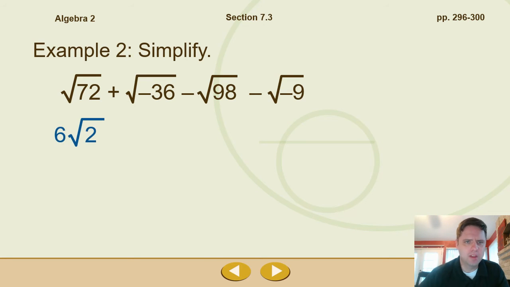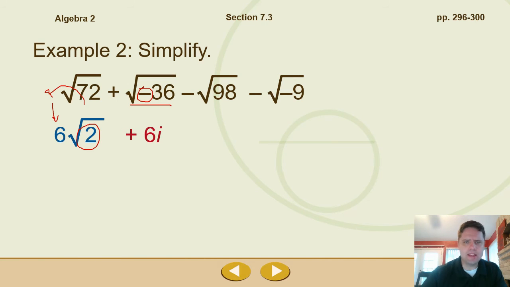So first step, we should notice that with 72, 72 is 36 times 2. Well, 36 is 6 times 6. So we can take a 6 out of this 72, because it would be 36 times 2. We leave behind the 2, and the 36 we take the square root of, and we get 6. What about this guy? Well, I just said the square root of 36 is 6, but notice we have a negative sign. So we know, though, the square root of negative 1 is i, the imaginary number. So we can rewrite this as plus 6i.